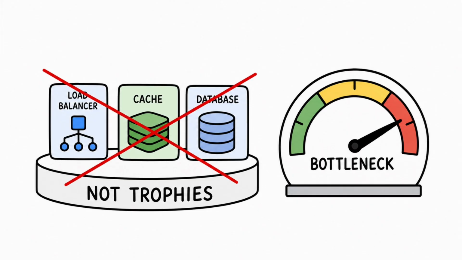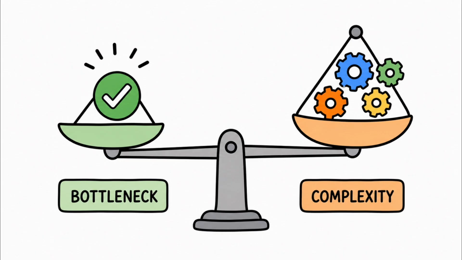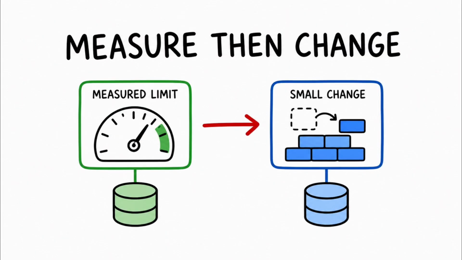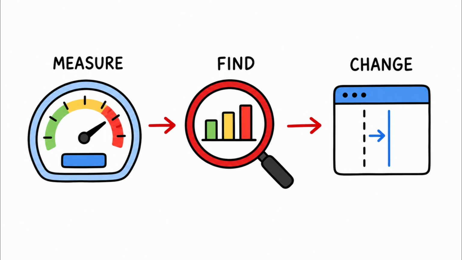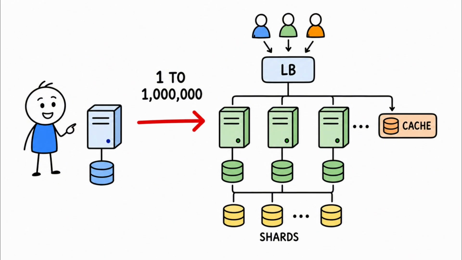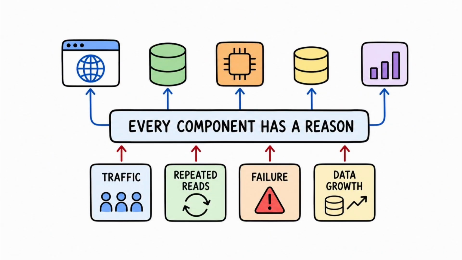None of these components is a trophy for a sophisticated architecture. Each one pays for a specific bottleneck with additional complexity. That is the durable lesson. Do not scale by collecting boxes. Measure the system, find the constraint, and change the smallest necessary boundary. At 1 million users, the architecture will look completely different, but it should still remember why every component was added.